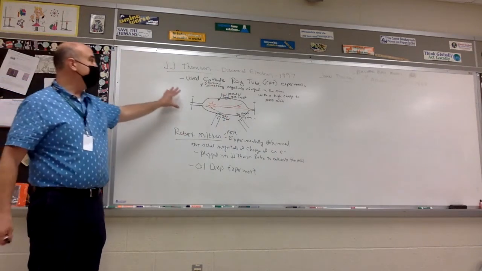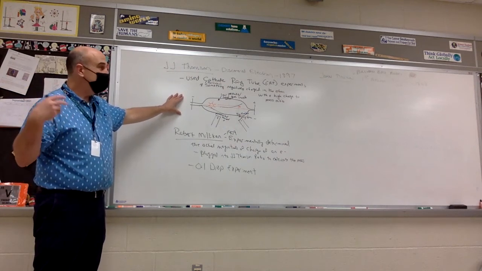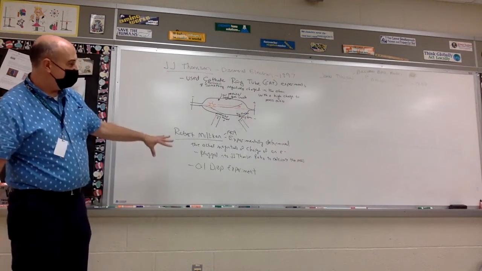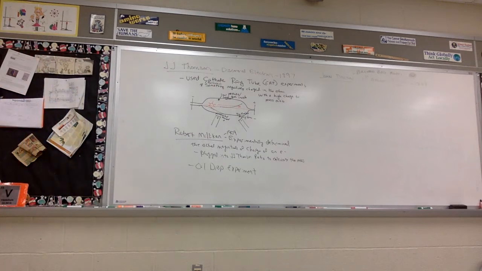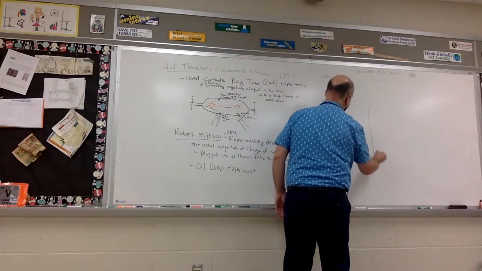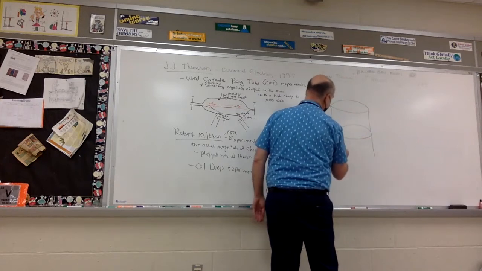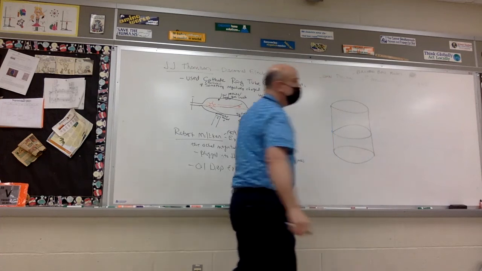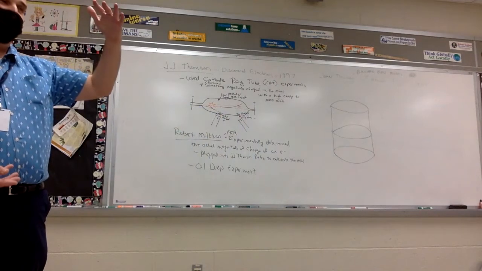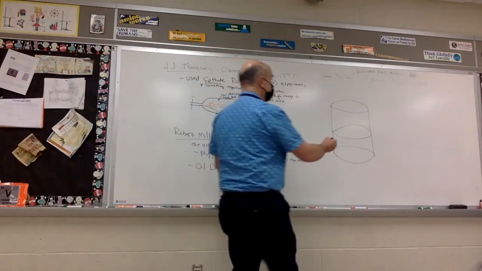So J.J. Thomson used the cathode ray tube experiments to determine that there was something small and negatively charged in the cathode. Robert Millikan added to that information with his oil drop experiment. And the way the oil drop experiment is set up, you have a cylinder that basically has a top and a bottom, right? That's metal. And it has a middle plate kind of in the middle. And on that middle plate, there's a little hole in the center.